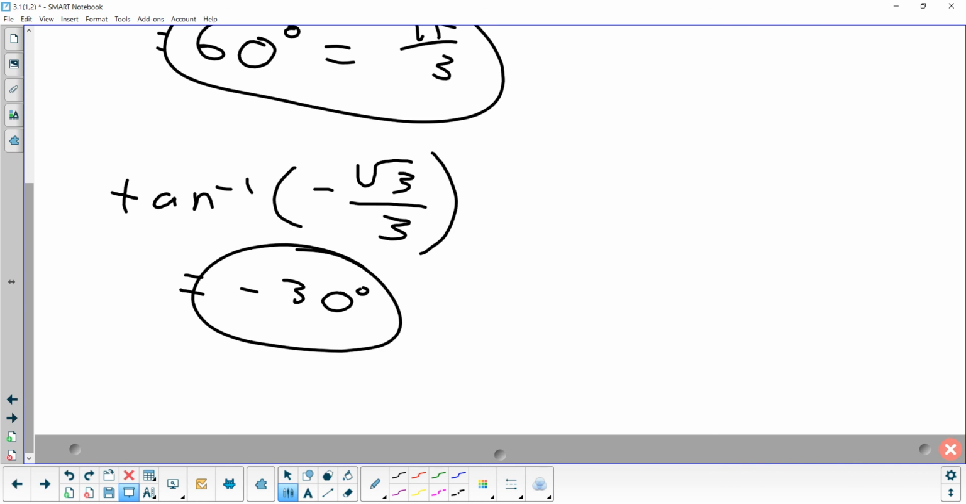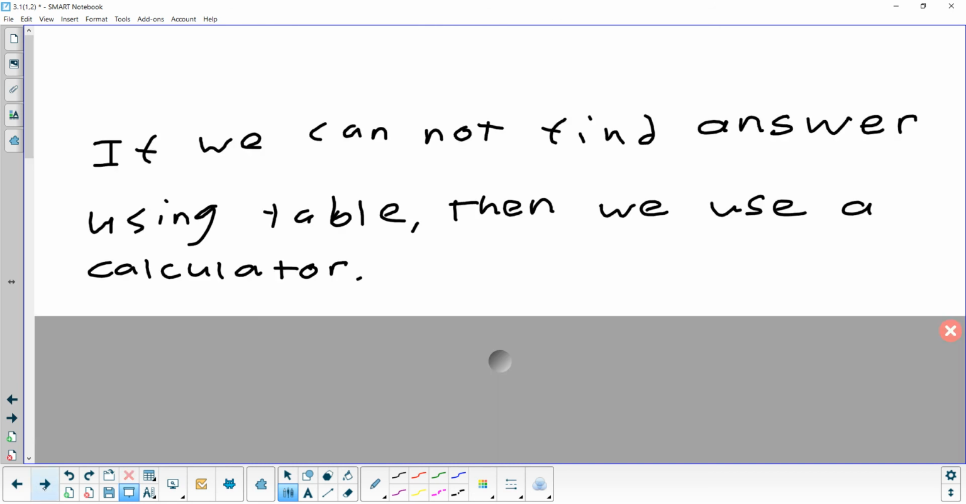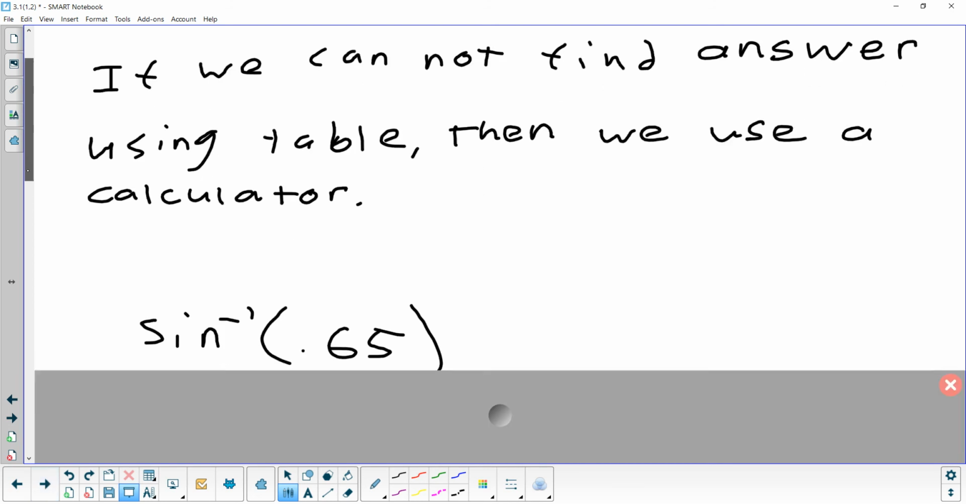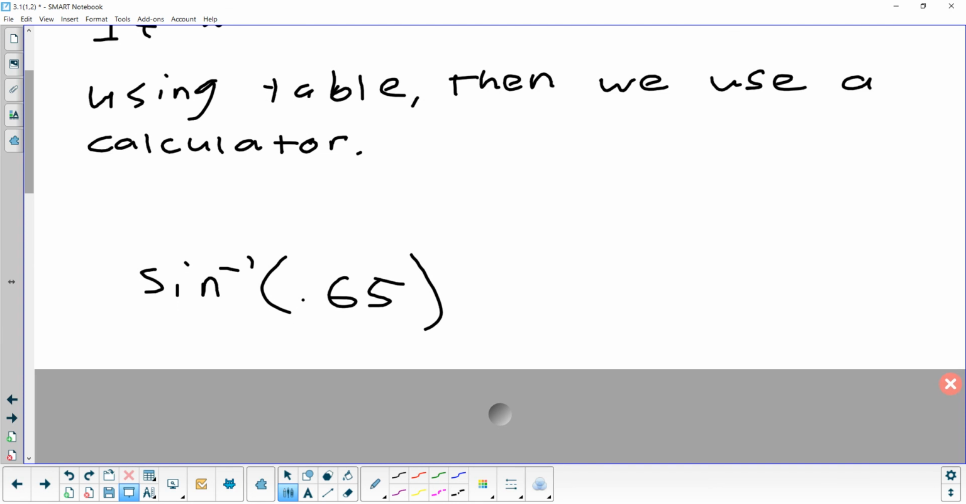All right. So that table works fine as long as you're looking for an answer that's a multiple of 30 or 45. If we're looking for an answer that's not going to be a multiple of 30 or 45, we're going to have to use the calculator. So let me show you guys how we do that.